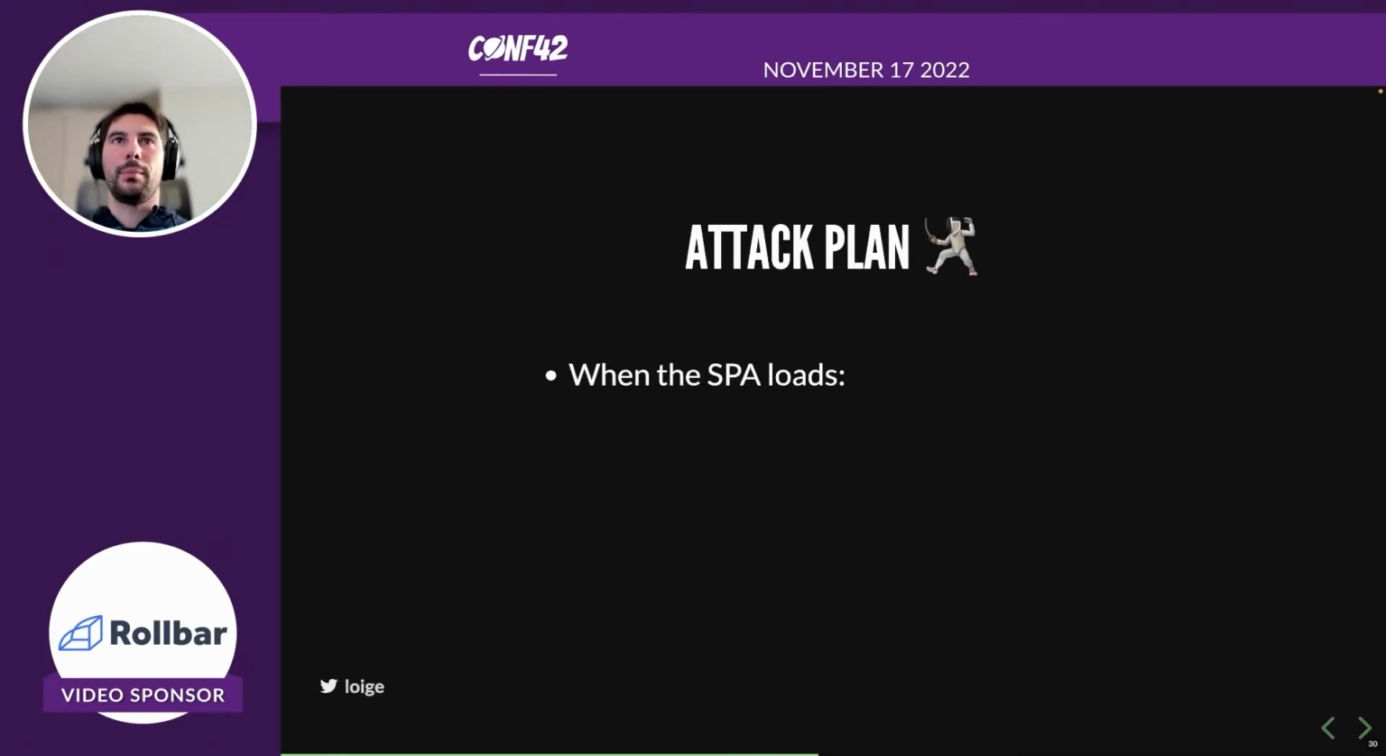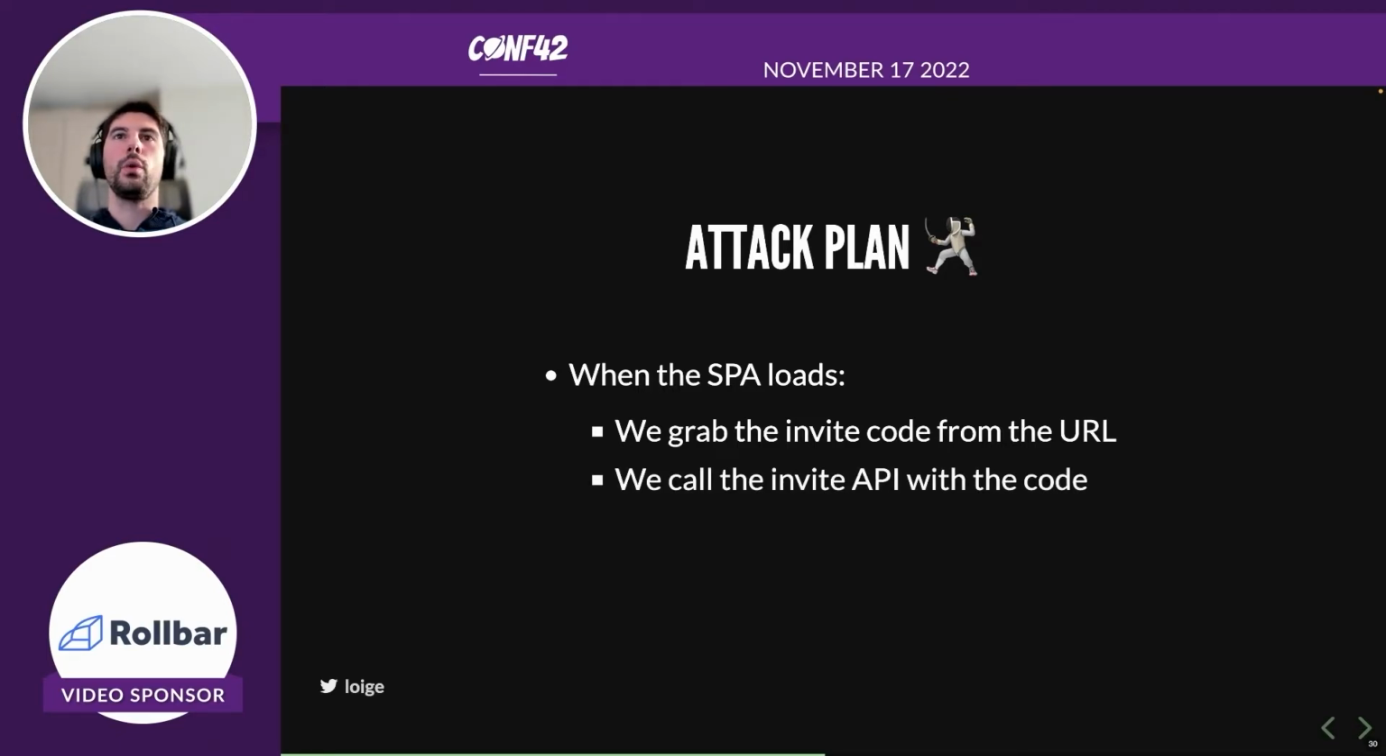So what's the attack plan? When the SPA loads, we grab the code from the URL, we call the invite API with that particular code.